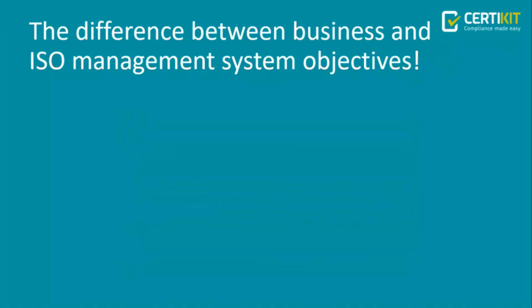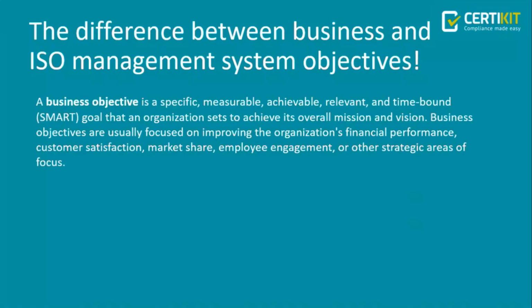Just a quick word about the difference between a business objective and a management system objective, because a lot of people get these a bit confused. So a business objective is specific, measurable, again, is SMART, goal bound, that an organization sets to achieve its overall mission and vision. Business objectives are usually focused on improving the organization's financial performance, customer satisfaction, market share, employee engagement, or other strategic areas of focus. My rule of thumb is that if it has pound signs or dollar signs at the end of the objective, it's generally a business objective.